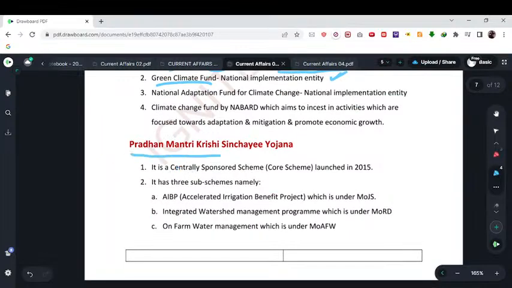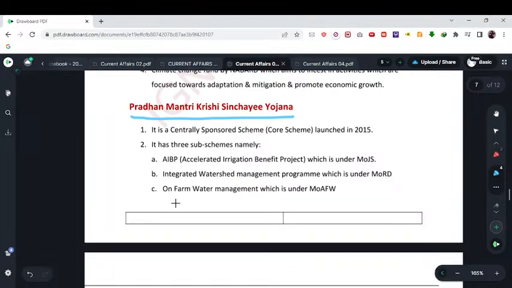Next we see the Pradhan Mantri Krishi Sinchai Yojana. It is a centrally sponsored scheme, a core scheme. You should know what is the difference between centrally sponsored scheme and central scheme, and the difference between a core scheme and a non-core scheme, and how budget is provided for different types of schemes.